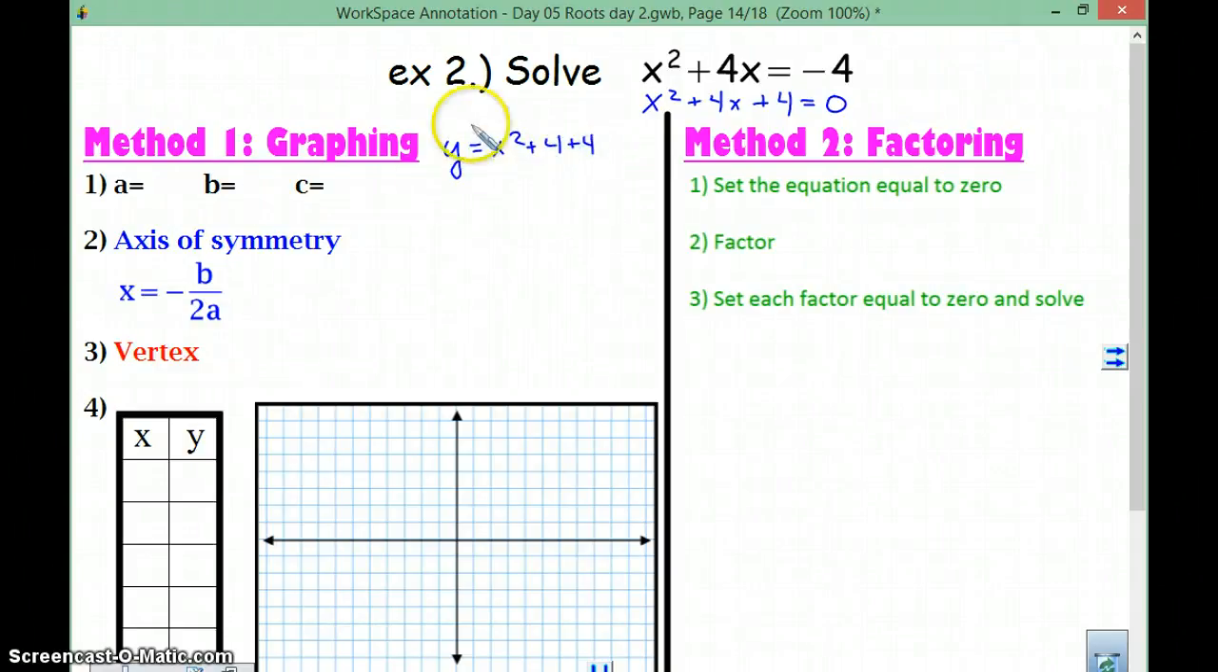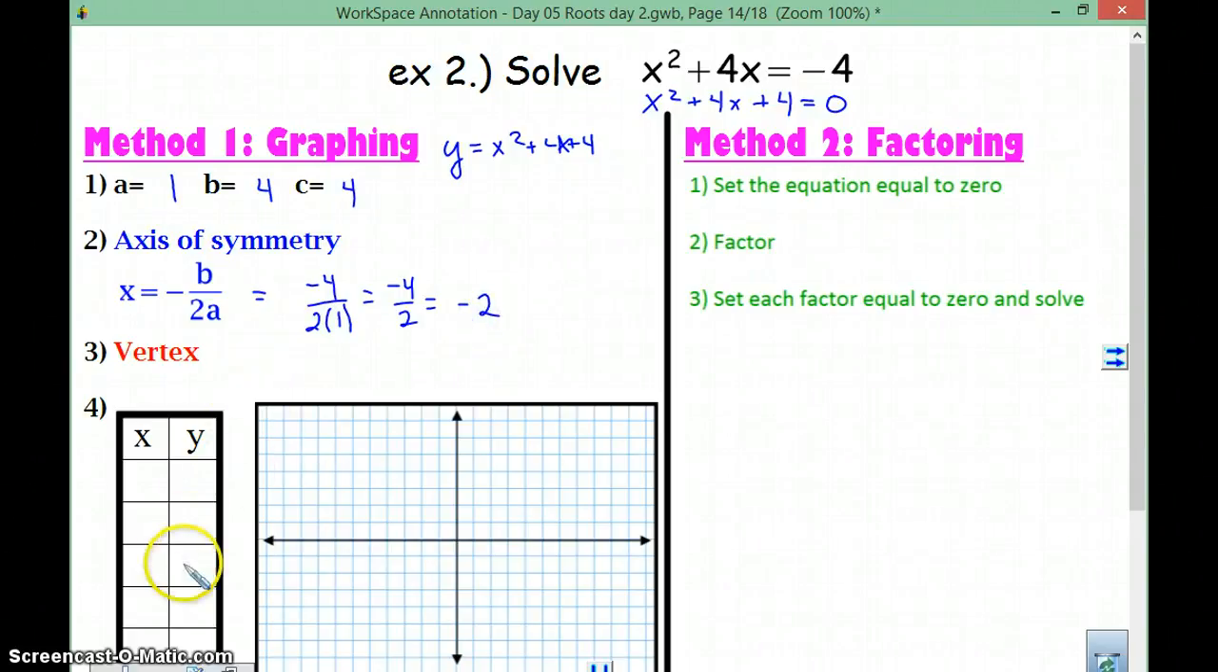So we're going to graph this. Oops, I need an x, right? And then we're going to find the zeros. What's a? 1. What's b? 4. What's c? 4. What's the axis of symmetry? Use this equation. It's -b, so I'm going to put -4 over 2 times a. A is 1. So I have -4 over 2, which is -2.